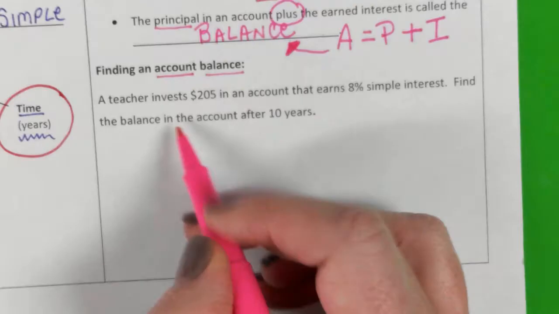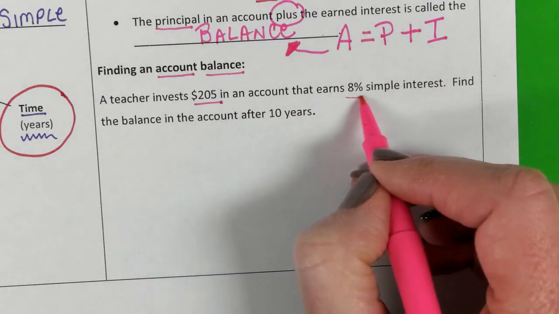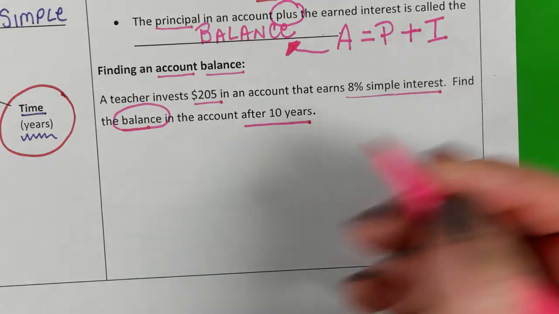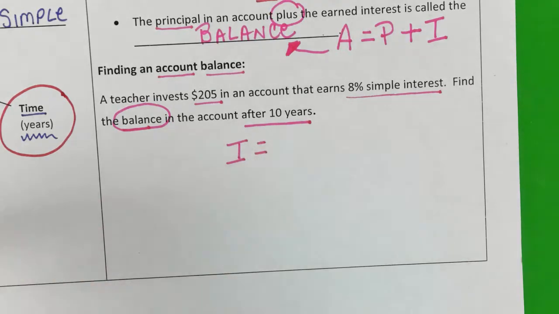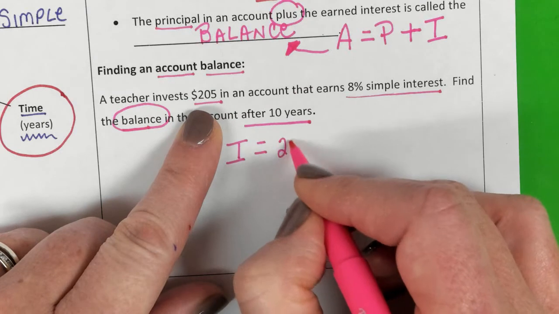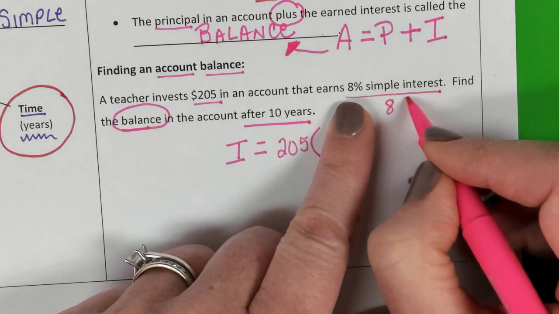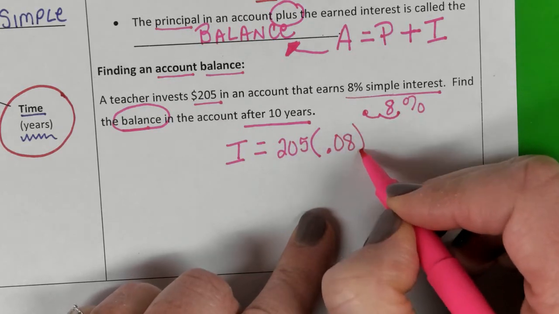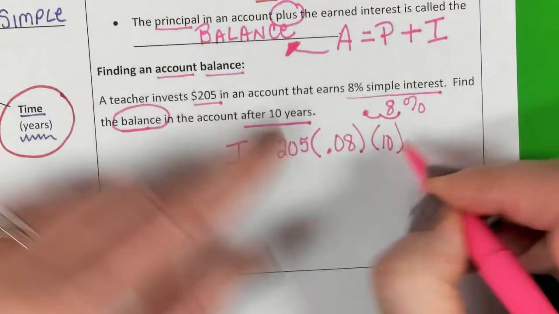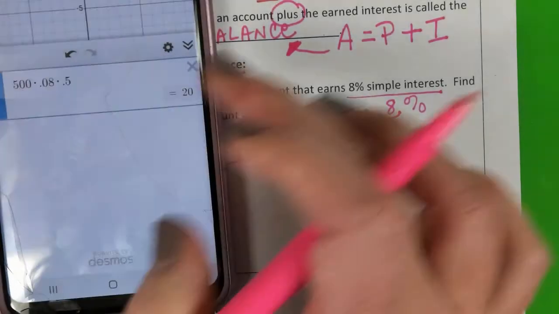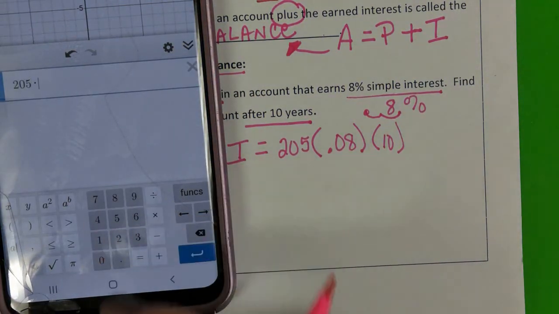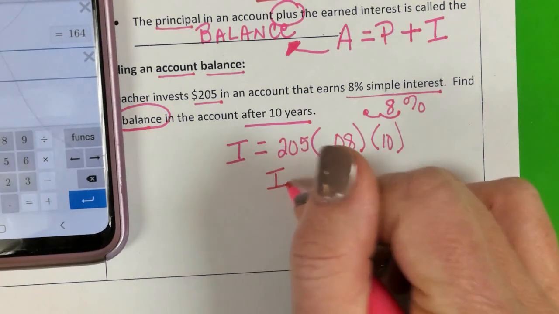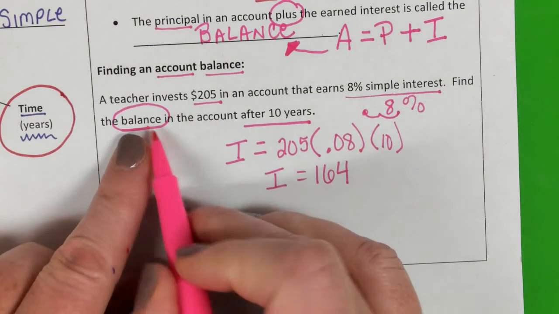Find the account balance. A teacher invests $205 that earns 8% simple interest. Find the balance after 10 years. So with simple interest, we still have to go through and find the interest. Our principal is $205. The interest rate was 8%, so just again remember, here's your decimal, 2 places to the left, so 0.08. Our time is 10. So I have to first do this multiplication with my calculator. So let's see, that would be 205 times 0.08 times 10. Okay, which is 164. So my interest is $164, but we want the balance.